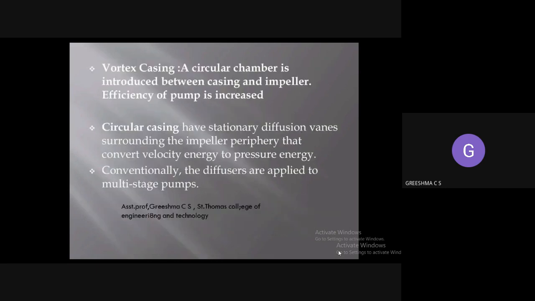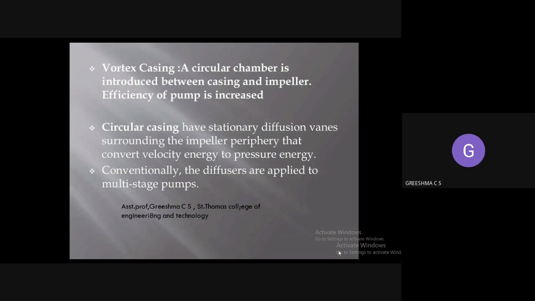Coming to the vortex casing. The vortex casing has a circular chamber which is kept between the casing and the impeller. By this you can increase the efficiency of the pump. That is mainly if you want to reduce the water currents or eddy currents.